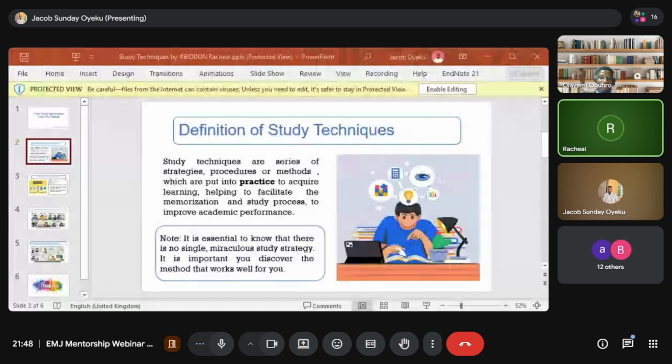So maybe some people's methods or strategies can be okay. Some people like studying in a very silent environment, while some can be listening to music and they are still doing very fine. So that is what we mean by different strategies which we can use to improve our academic performance.